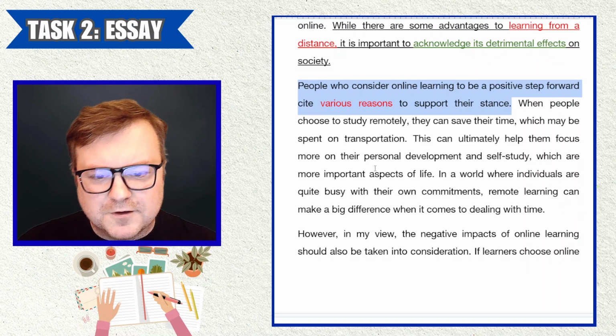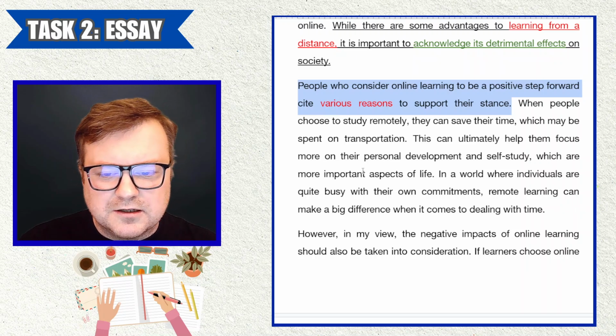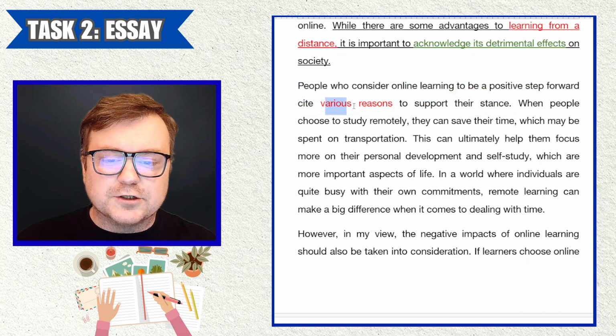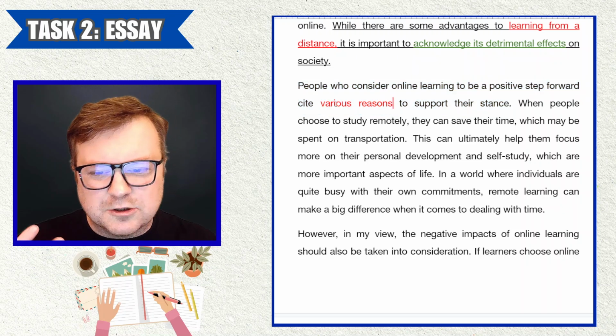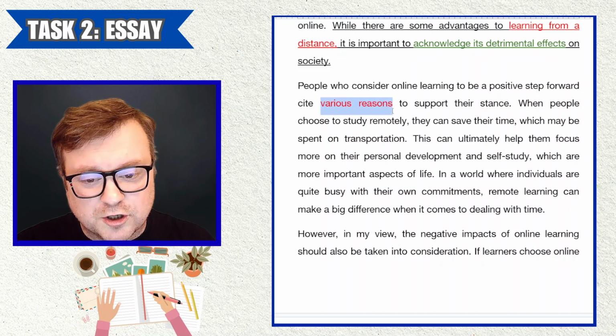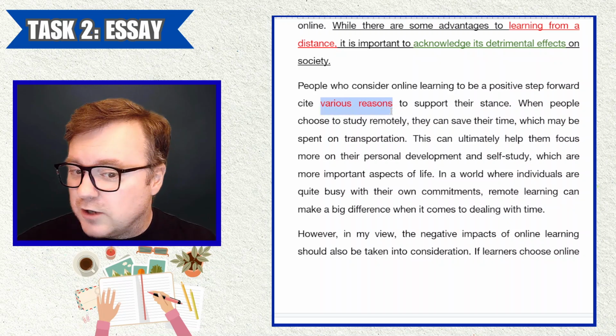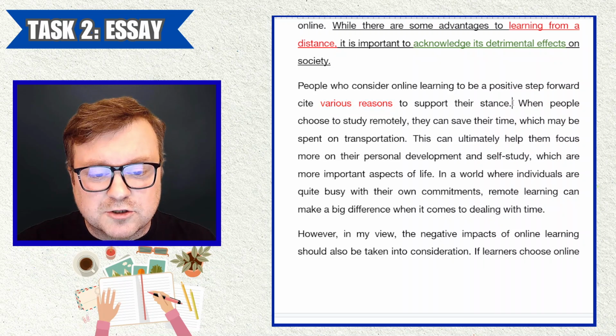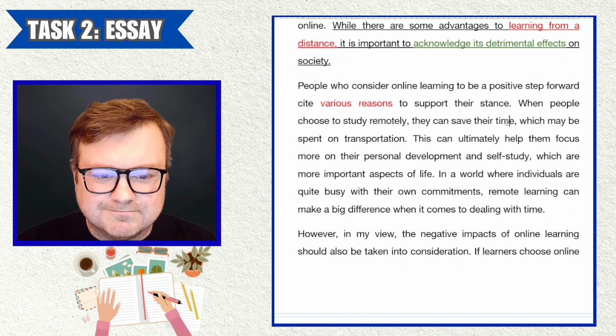One benefit of studying online is, and then explain. Here we have, there are various reasons, and it's just empty. You're not getting to the point fast enough. Sorry. I will say the language is amazing. Your language is super strong. But task response, bit weak.